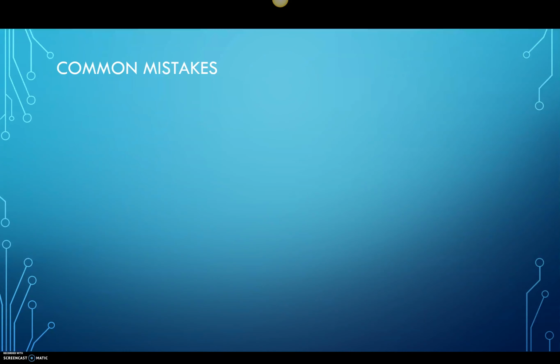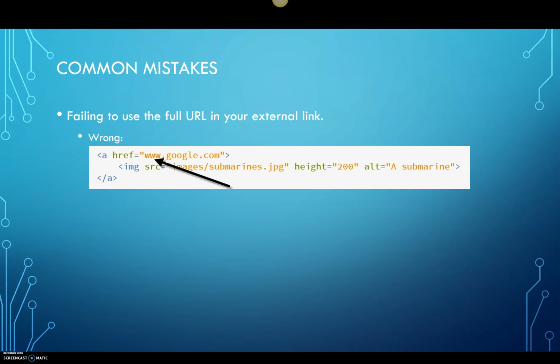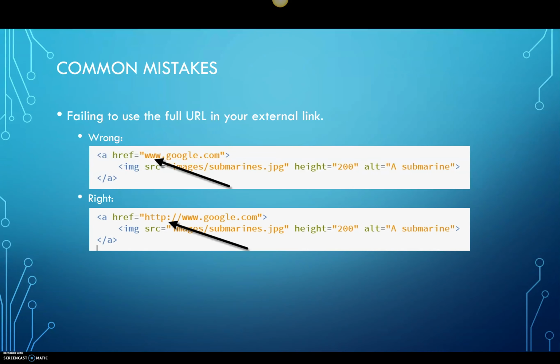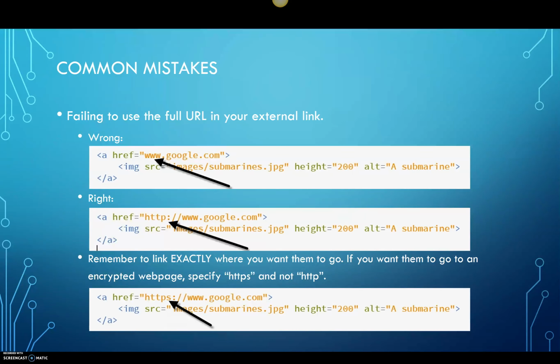Another common mistake is failing to use the full URL in your external link. I made this one myself when I was first learning how to do this. So you don't want to use www.google.com. That won't go anywhere. The link won't work. Instead, you got to put the full http:// in there. And you remember to do it exactly where you want the user to go. If you want them to go to an encrypted web page, you got to put the S in there. Of course, you got to make sure that there is an encrypted version of that web page. If you wanted to go to a subfolder or a file within that website, you would want to link directly to that.